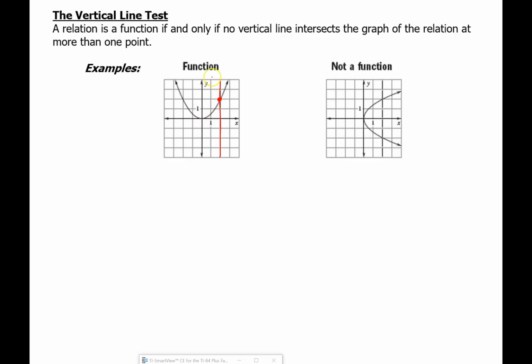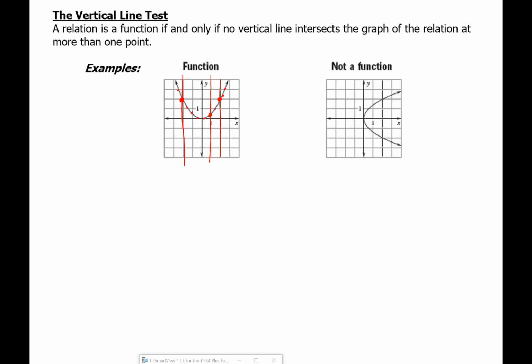If we were to move it over to the left, over here, it would still only hit at one point. If we were to move it over again, way over, it would only hit at that one point. So because it only touches the graph at one ordered pair all along this relation, no matter where I put the vertical line, that means that yes, this is a function.